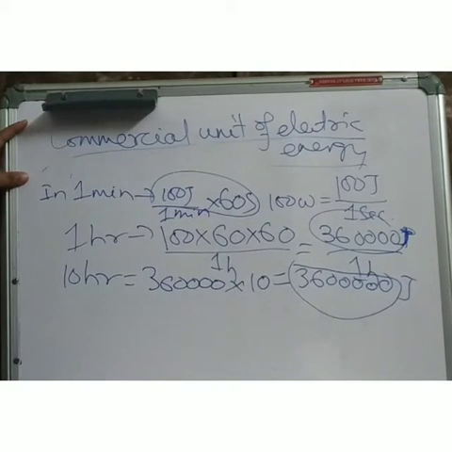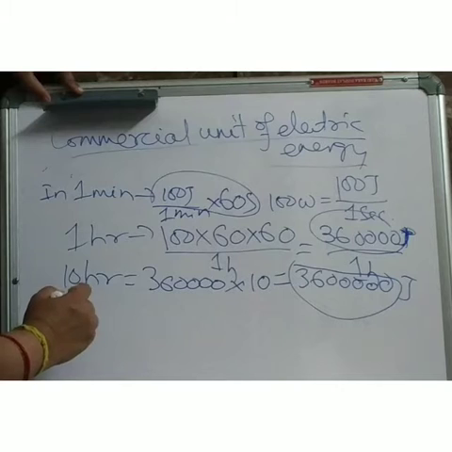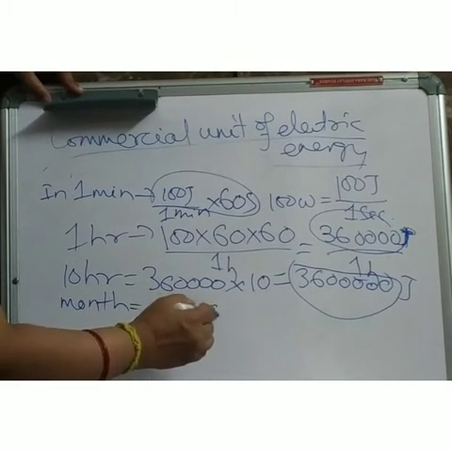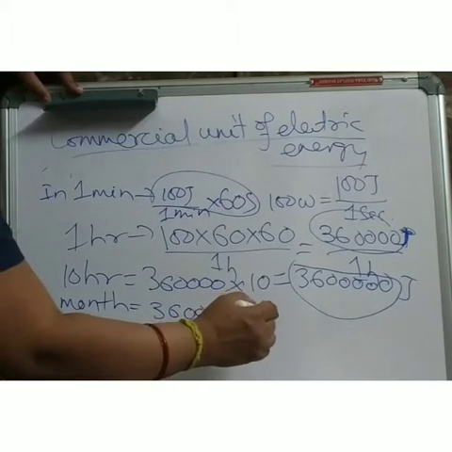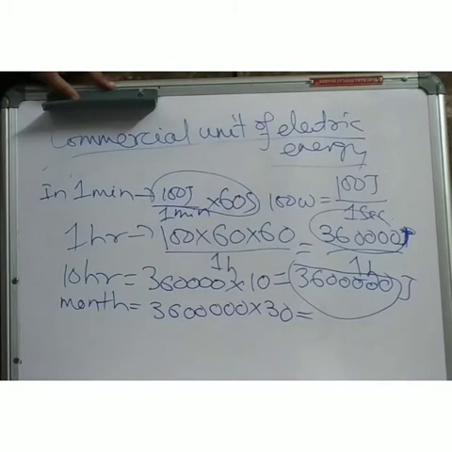Then you are getting an electric bill per month. So per month, how much energy will this particular bulb utilize? Can you calculate? It will be into 30. This is per day, so per month it will be 3600000 into 30. 36 lakhs, see how much energy. Into 30, so how much will it be?